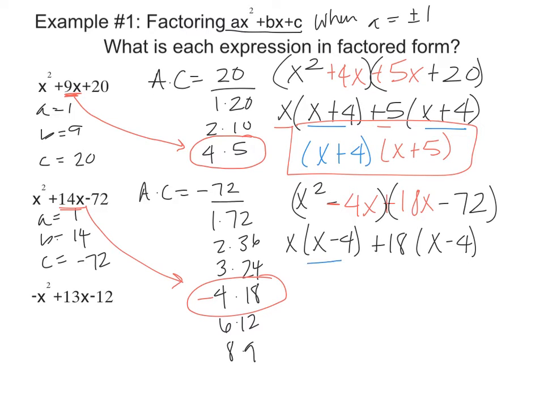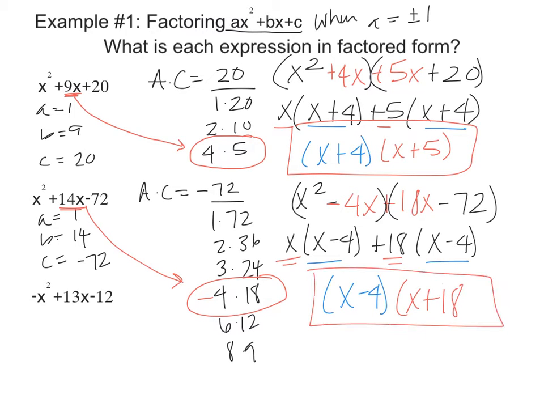So remember, the parentheses should be the same, so that's one of our factors, so that's x minus 4. And the other one is what's left on the outside, which is x plus 18. And this is our final answer. We have one more to do, so I need to clear everything off of this screen so that we can see the last one.